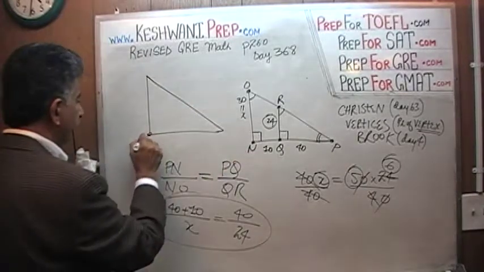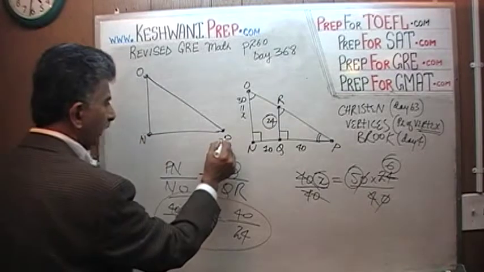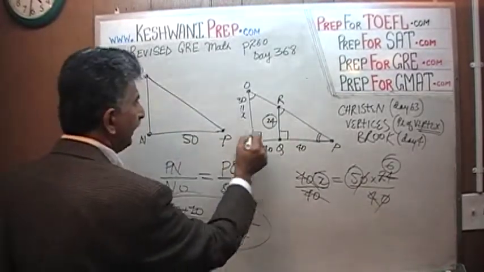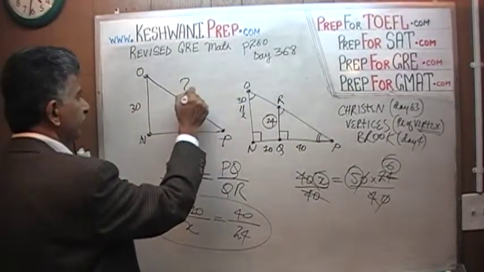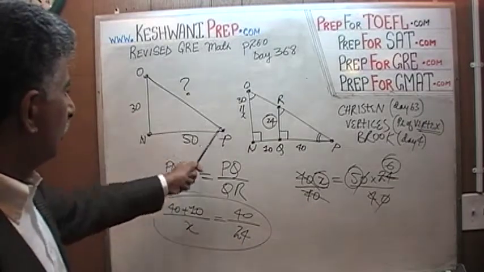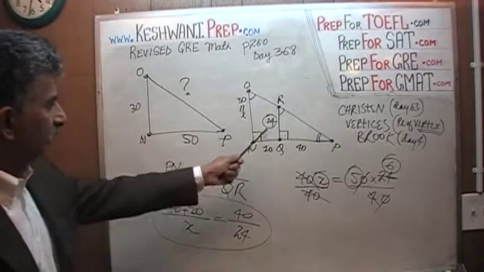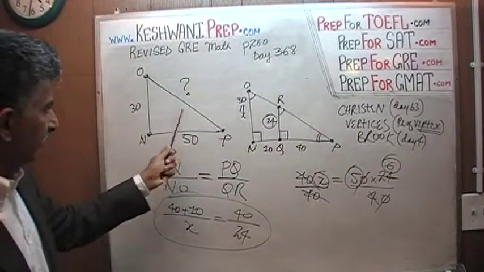N, O, and P. N to P is 50. This side, N to O, we just found out, is 30. The question is, how much is this side? The simple application of the Pythagorean theorem will figure out O to P, and we are done. We no longer need this triangle, so let's do the work right here.